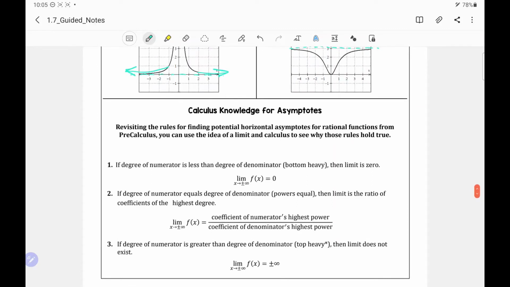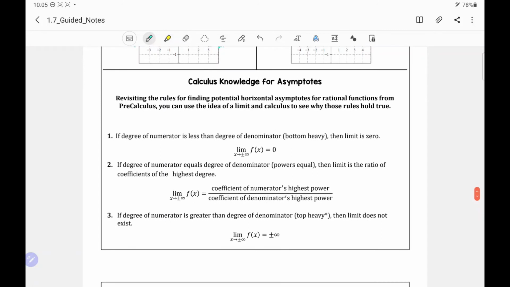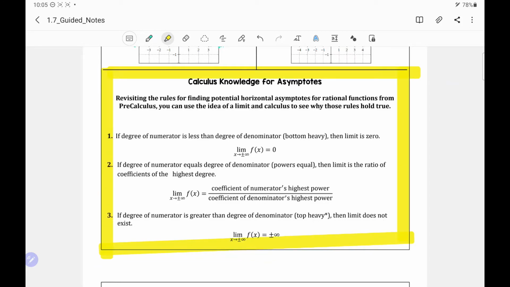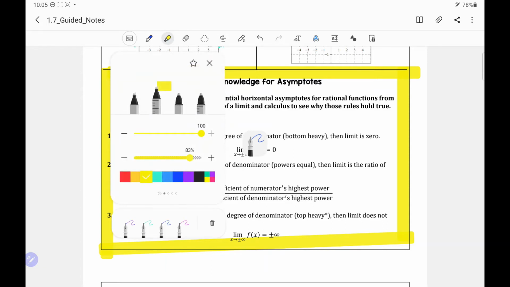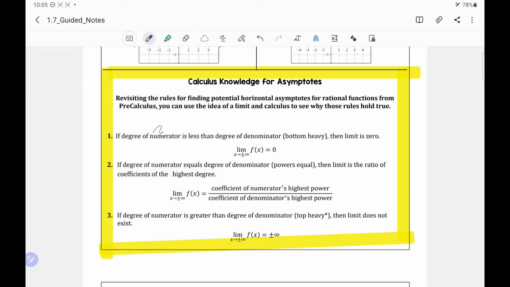Okay, revisiting the rules for finding potential horizontal asymptotes for rational functions from pre-calculus. If you were not following these rules, or you couldn't remember, this is a very important box for you to make yourself a note to remember these rules. So you might highlight this. If the degree of the numerator is less than the degree of the denominator, then the limit is 0.